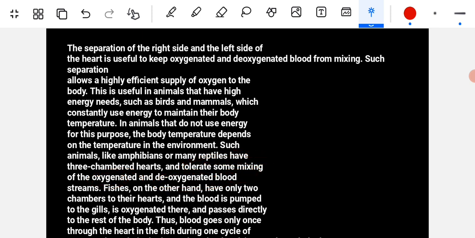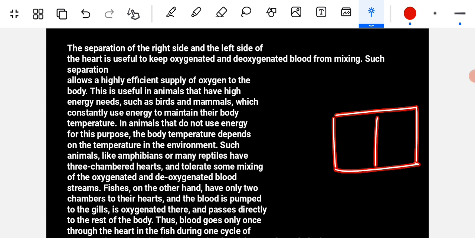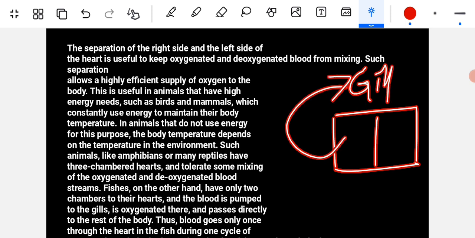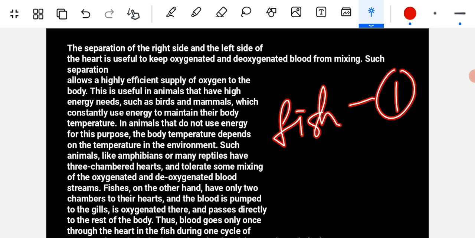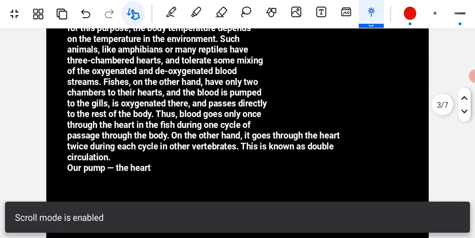But when you come to the fishes, on the other hand, they only have a two-chambered heart. Okay. Blood is pumped to the gills and it is oxygenated there, and then it passes directly to all over the body. In the fishes, they have only one circulation. In mammals or any other vertebrates, we have double circulation of blood. So this is known as double circulation.